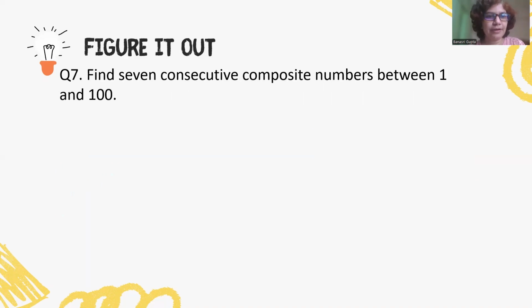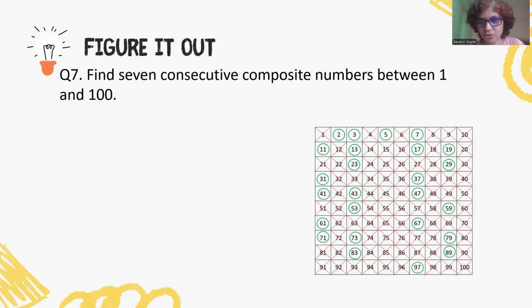Next question is, find 7 consecutive composite numbers between 1 and 100. We see that there is only one such run, between 89 and 97. So the numbers 90 to 96, they are 7 numbers. They satisfy this condition.